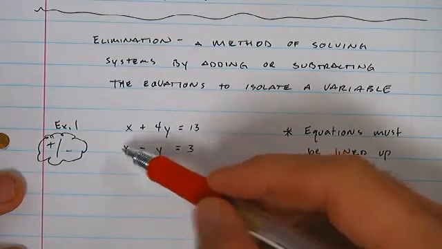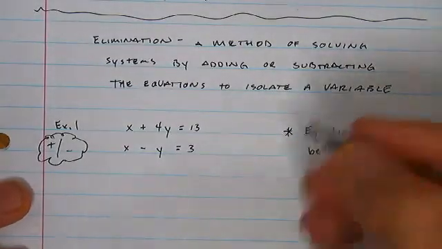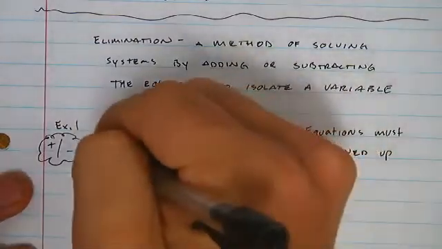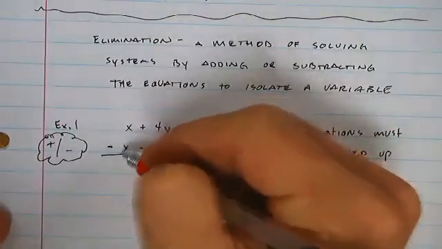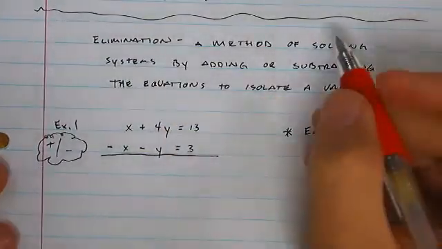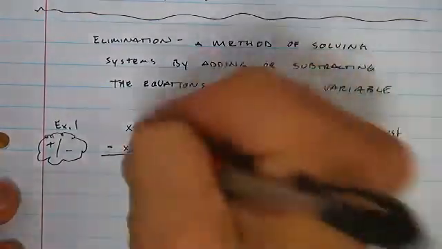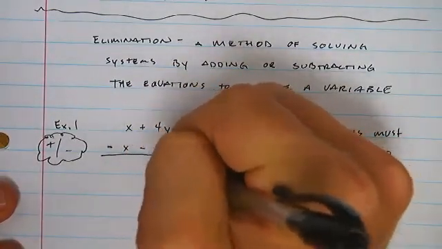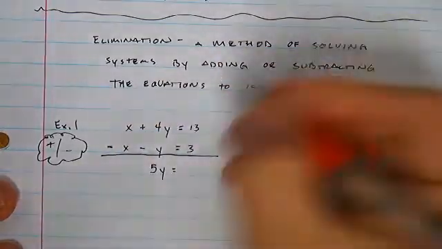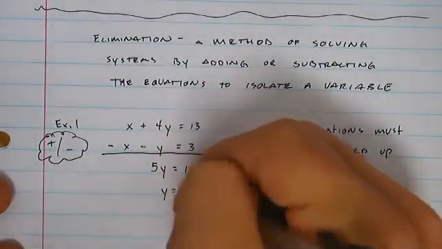We have 1x here and 1x here. Positive 1, positive 1. In which case, I would choose to subtract the two equations. So if I subtract, 1 minus 1 is 0, so you have 0x, it goes away. And then I have 4 minus negative 1, which is 5, so 5y. And then I have 13 minus 3, which is 10, which leaves me at y equals 2.